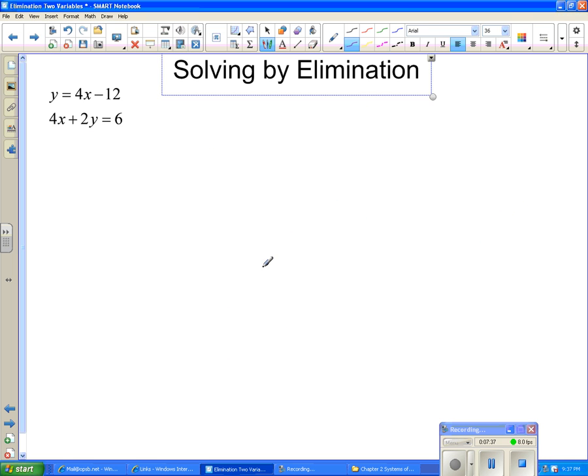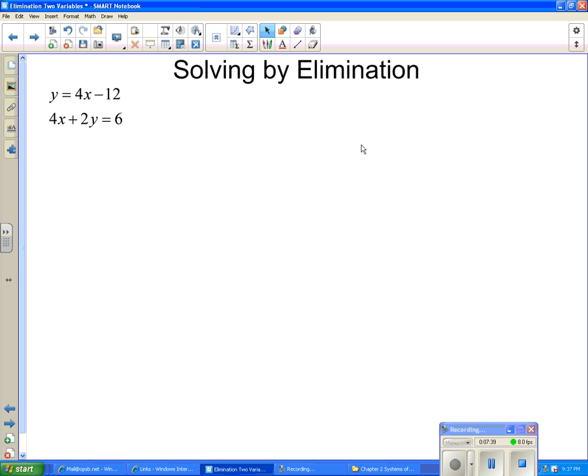Let's look at this very last example. Here, I'm looking at my system, and I see that one of them is solved for y. Now, I could use substitution, true, but I'm asked to use elimination. So what I want to do is look at my system, and I need to take this and put it in standard form because I want to line my x's and my y's up. So the trick here is to line your variables up.